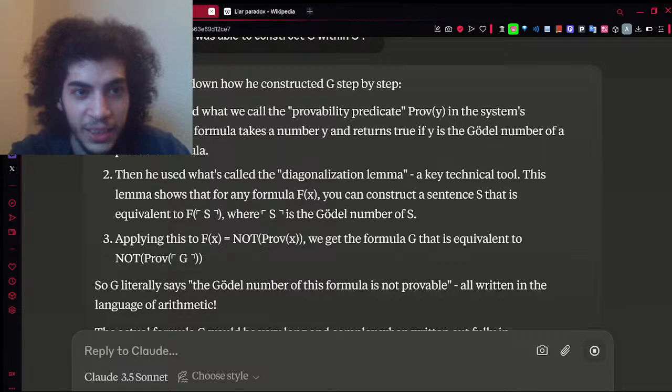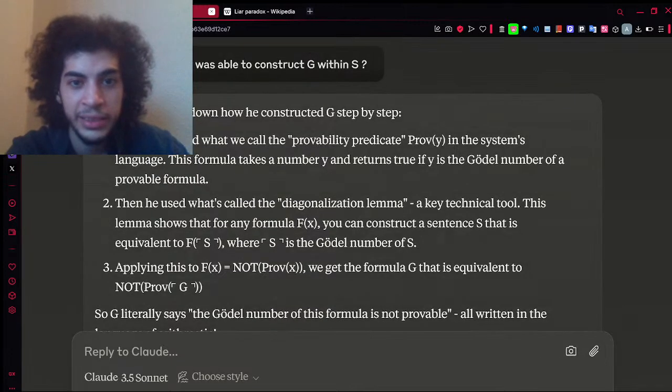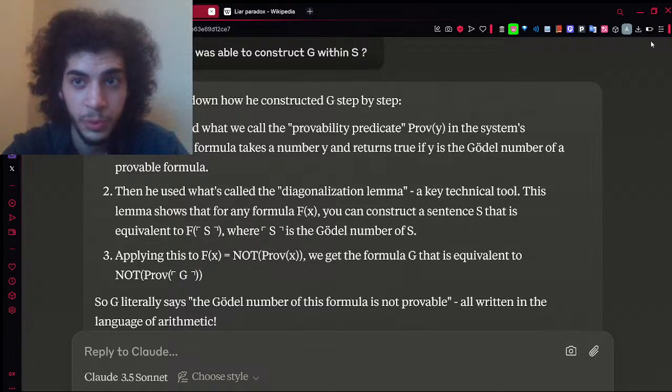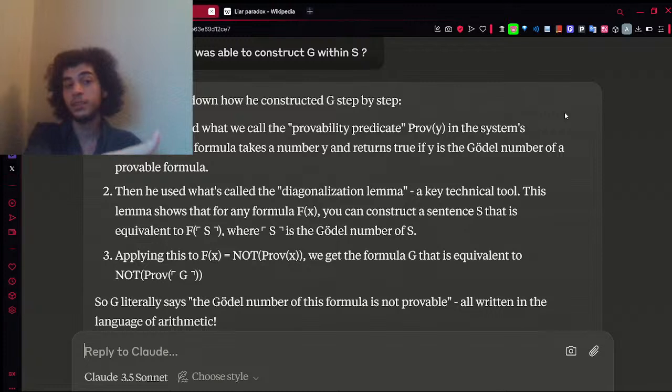Okay. First, he created what we call the provability predicate, Provable(y), in the system's language. This formula takes a number y and returns true if y is the Gödel number of a provable formula. So it is a Boolean function, as we were talking about earlier. Amazing. Then he used what's called the diagonalization lemma, a key technical tool.